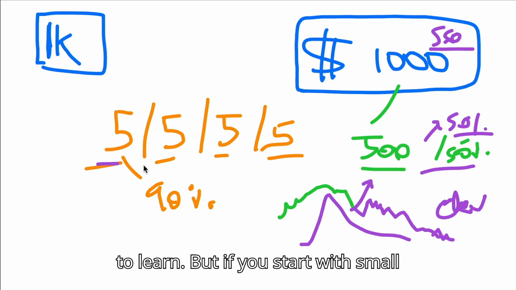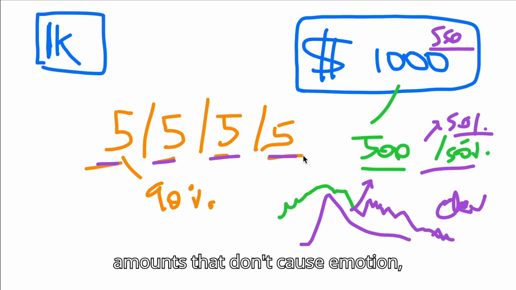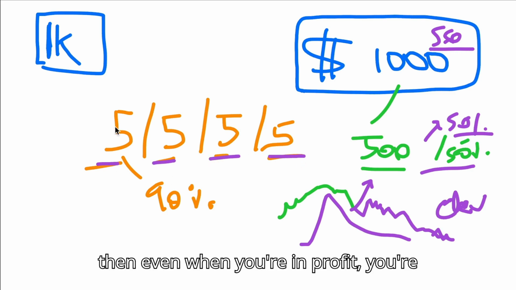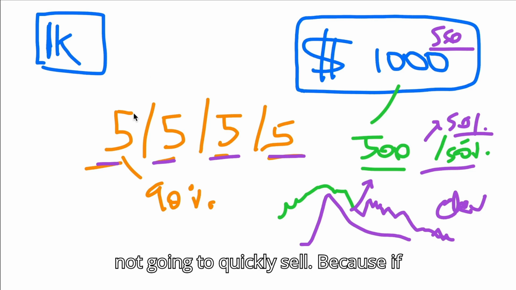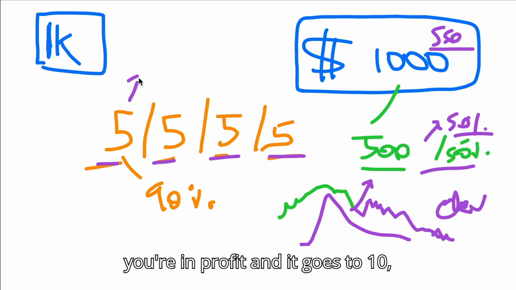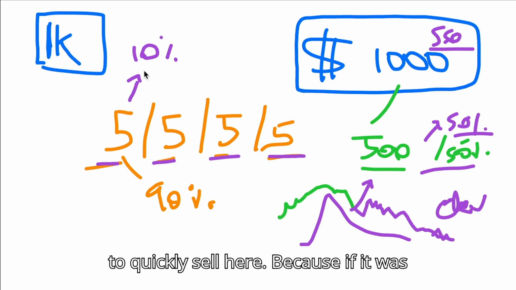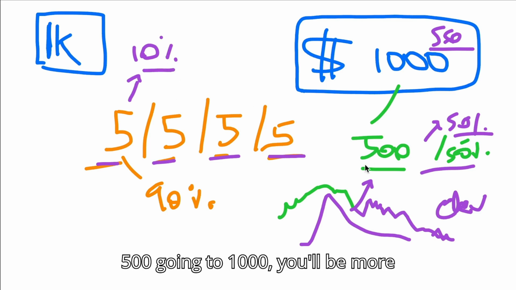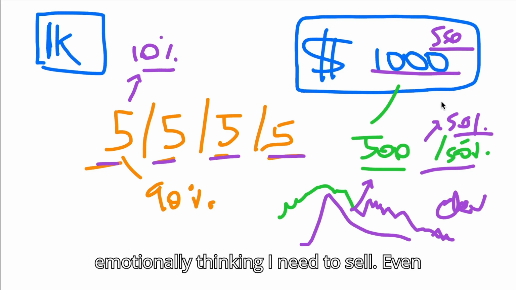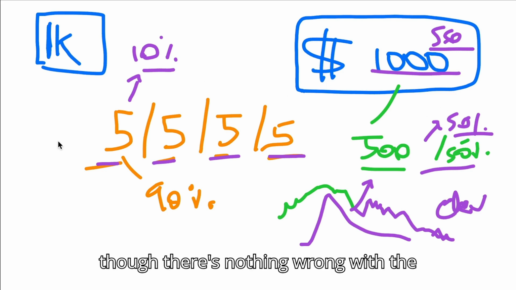But if you start with small amounts that don't cause emotion, then even when you're in profit, you're not going to quickly sell. Because if you're in profit and it goes to 10, you're not going to be like, oh, I need to quickly sell here. Because if it was 500 going to 1,000, you'll be more emotionally thinking, I need to sell, even though there's nothing wrong with the collection.